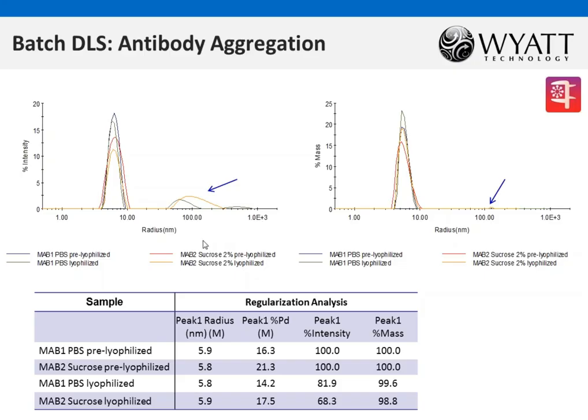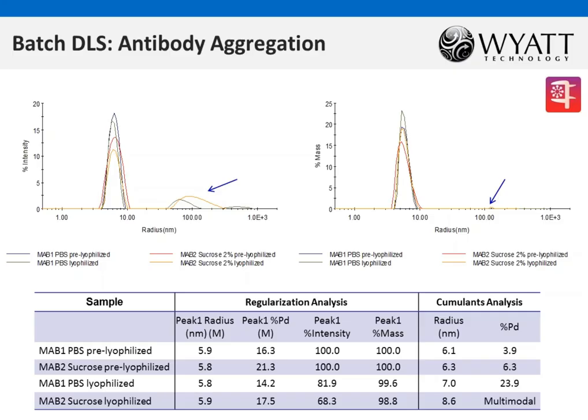We can see that aggregates contribute a significant amount to the light scattering intensity, approximately 20 to 30%, but only contribute 1 to 1.5% as a mass percentage of the sample. This comparison of the percent intensity and the percent mass distributions demonstrates the high sensitivity of batch DLS to the presence of a small amount of aggregates.